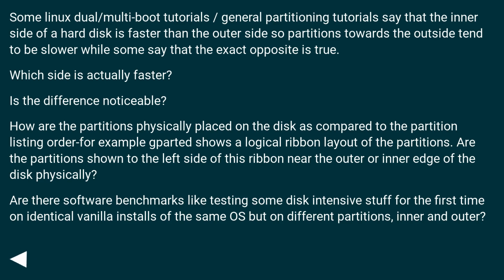Is the difference noticeable? How are the partitions physically placed on the disk as compared to the partition listing order? For example, GParted shows a logical ribbon layout of the partitions. Are the partitions shown to the left side of this ribbon near the outer or inner edge of the disk physically? Are there software benchmarks, like testing some disk-intensive stuff for the first time on identical vanilla installs of the same OS but on different partitions, inner and outer?